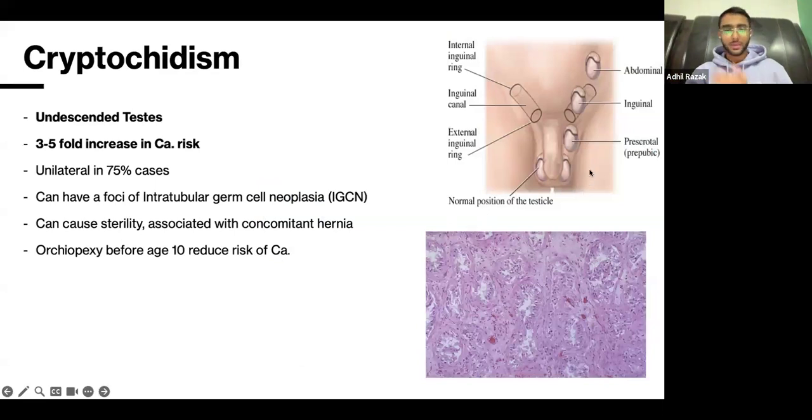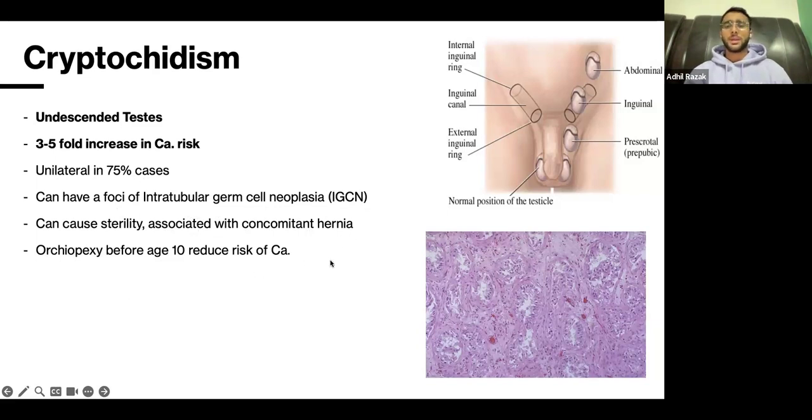Back to cryptorchidism. It increases the chance for cancer 3 to 5 times more. It is unilateral in 75% of the cases, and early on, even as a kid while it is undescended, they could have foci of intratubular germ cell neoplasia, which is IGCN. And it could cause sterility. It could also cause a concomitant hernia.